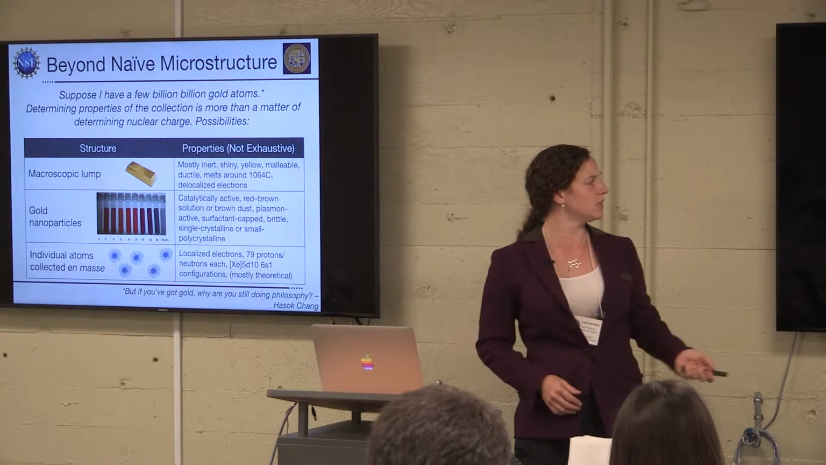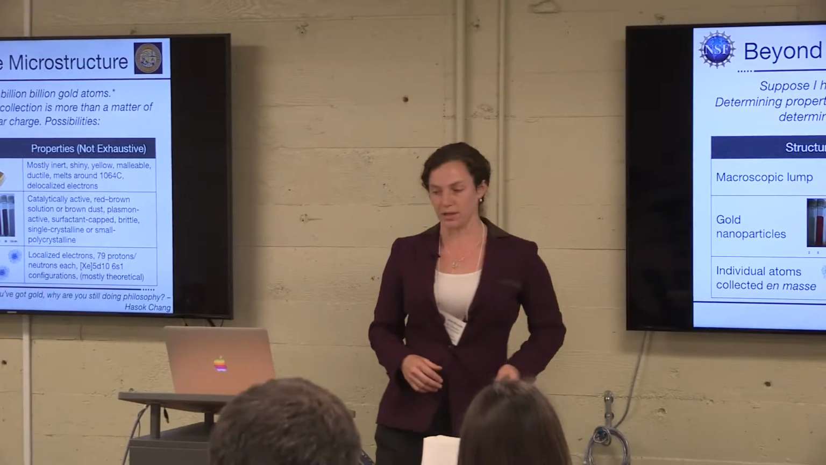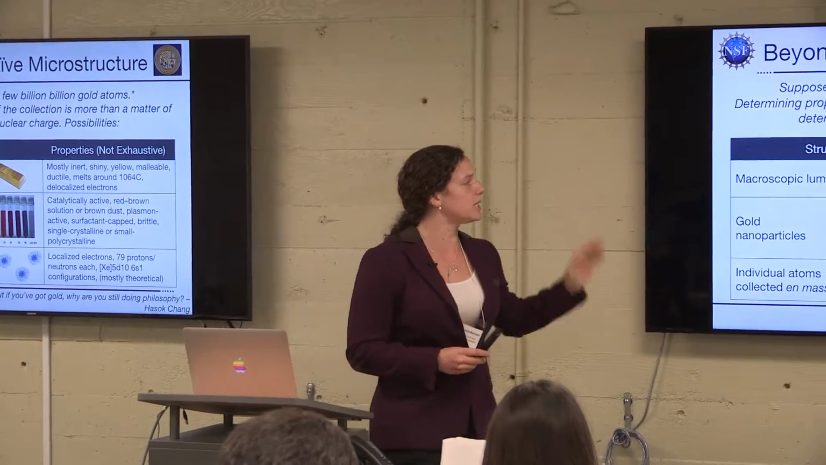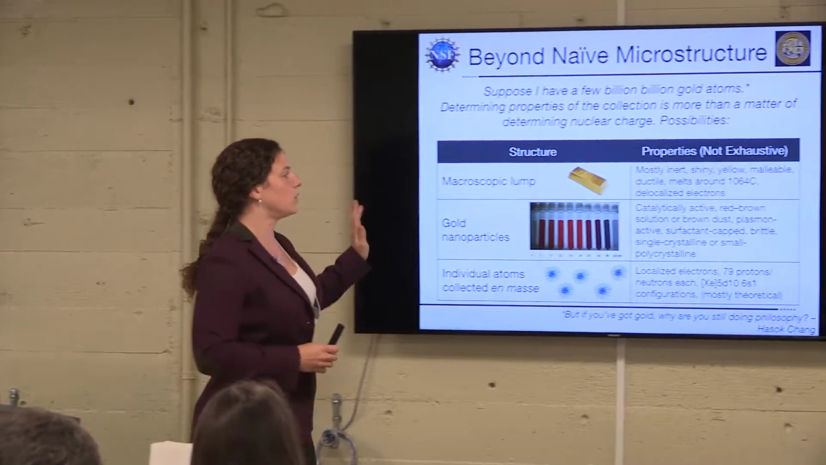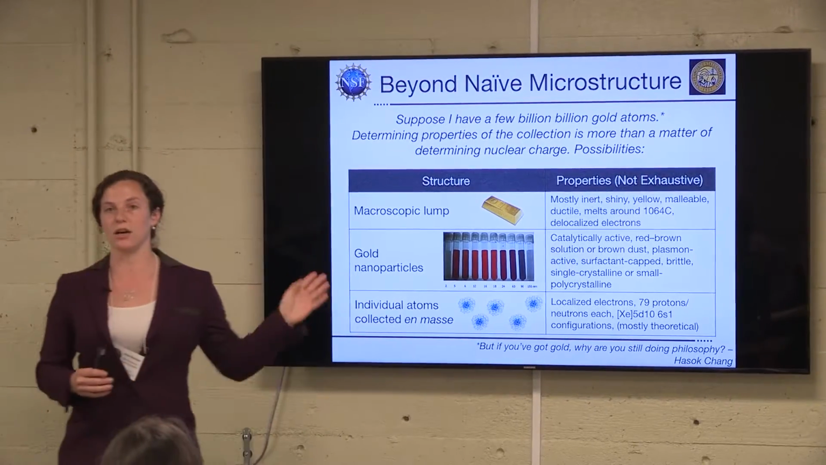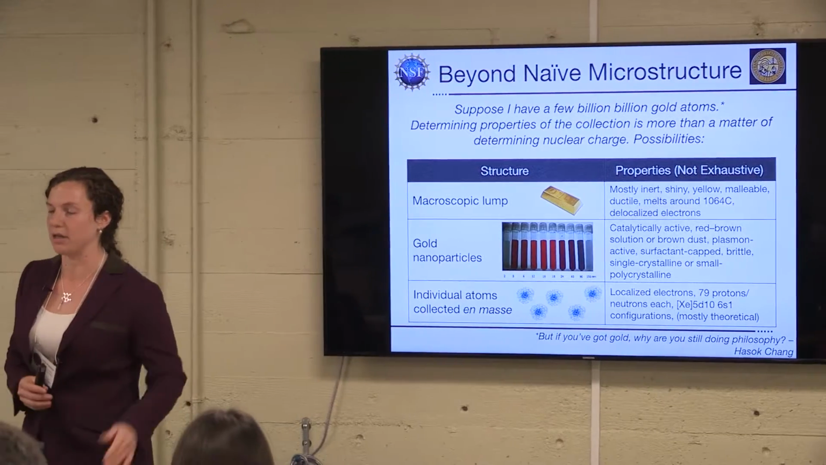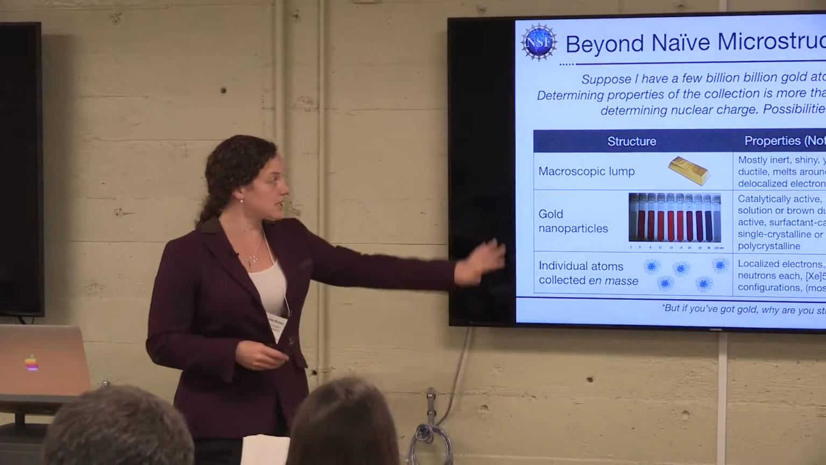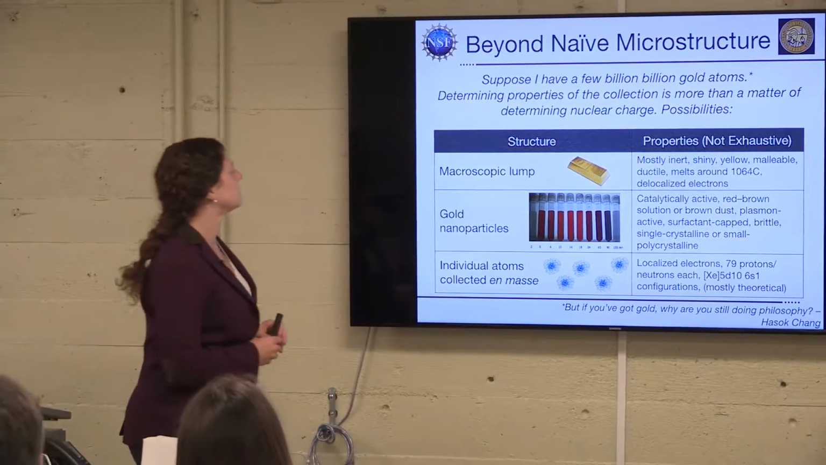So we could have, most of us think about macroscopic lumps of gold. And our macroscopic properties, well, the gold is mostly inert, it's shiny, it's yellow, it's malleable, it's ductile, it melts around 1064 C. Because it's a metal, it has delocalized electrons.